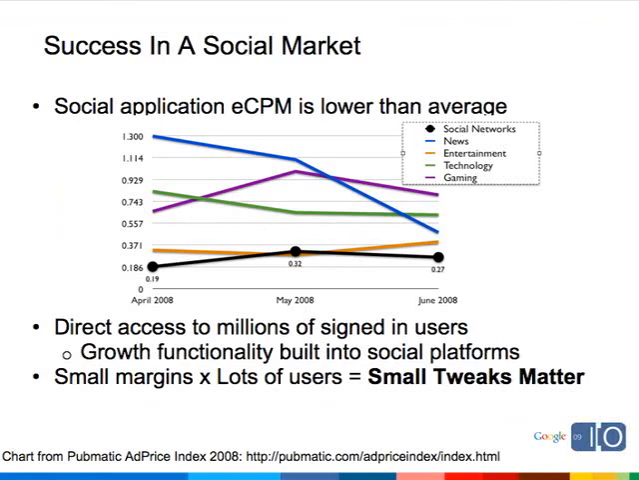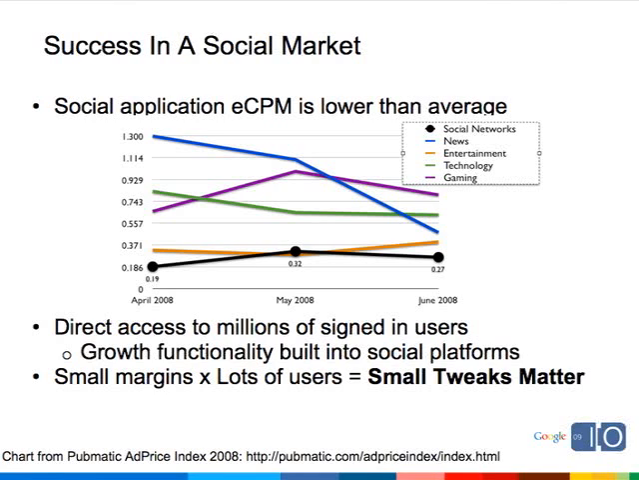So to begin, let's talk about what success means as a social application developer. Obviously, the more money you make, the better you're doing. The trouble with this is that social eCPM is very low compared to other web industries. It's actually the lowest of news, entertainment, technology, gaming. So for each page render of your social application, you're making less money than other industries.